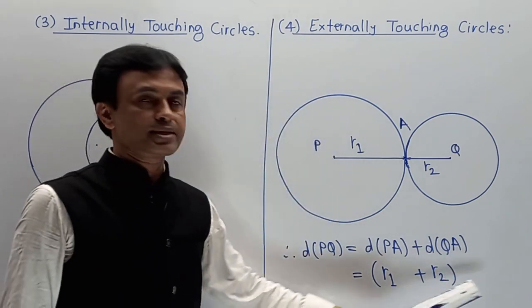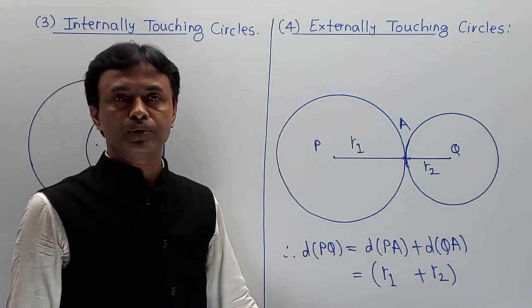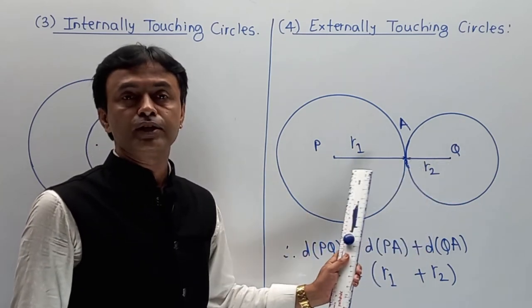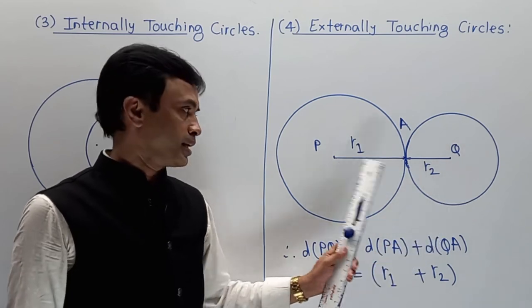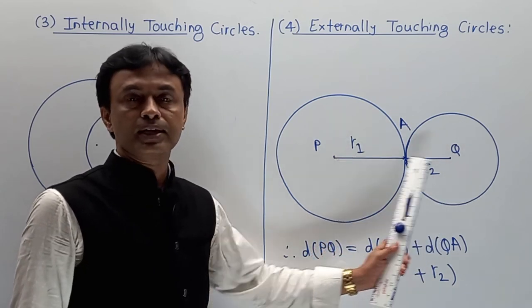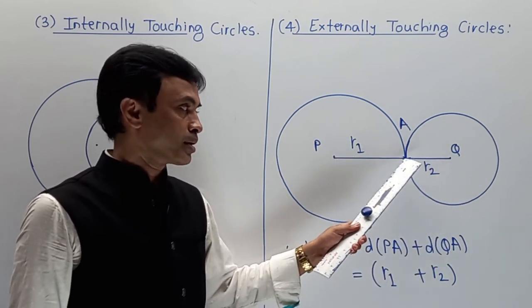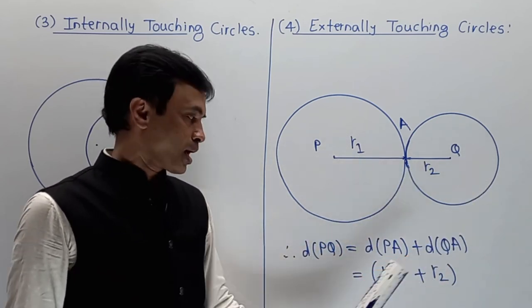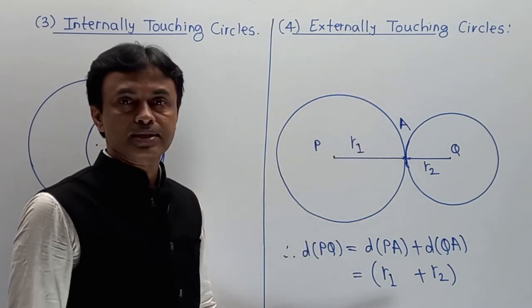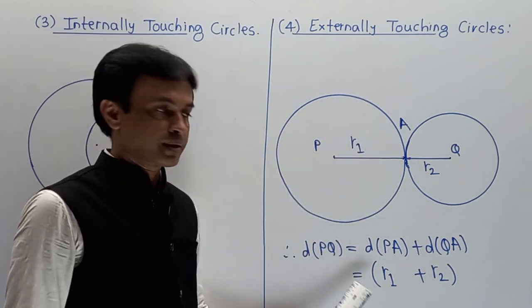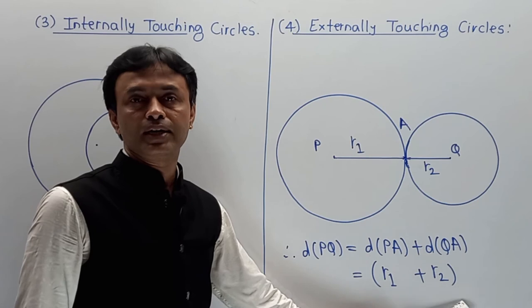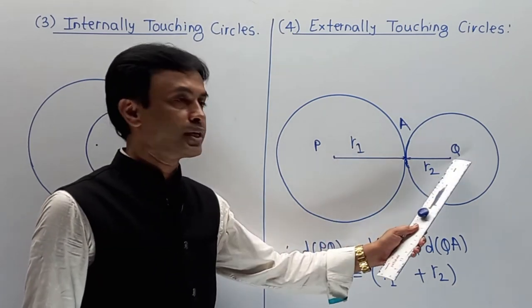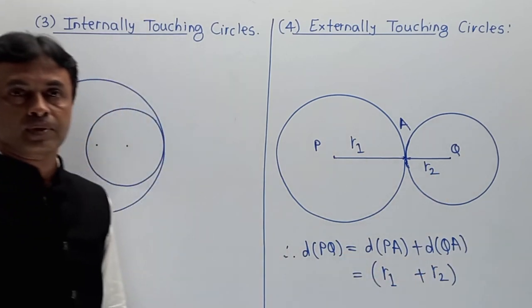You can indicate this distance in centimeters or meters, depending upon its unit. And remember, students, when two circles touch each other externally, the line which passes through the centers of the circles must pass through the common point, and it is always a straight line. For externally touching circles, the distance between the centers is nothing but the addition of the radii, that is R1 plus R2.